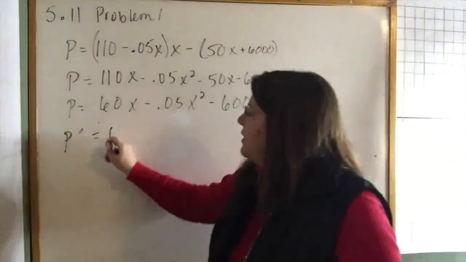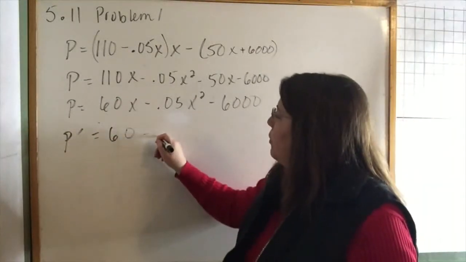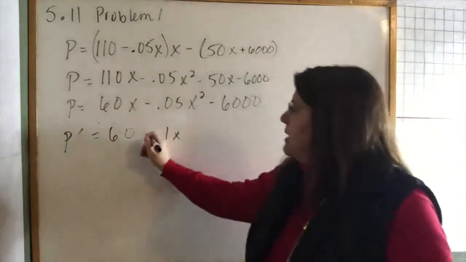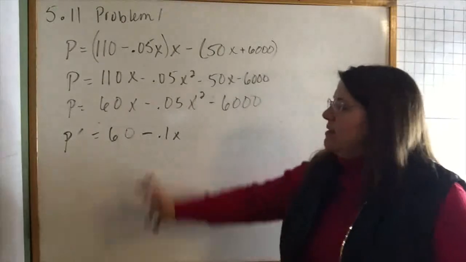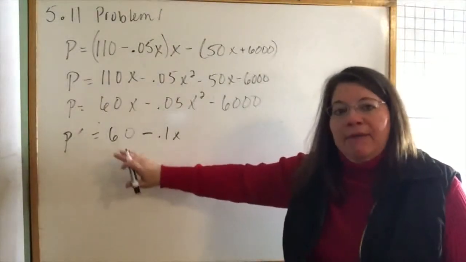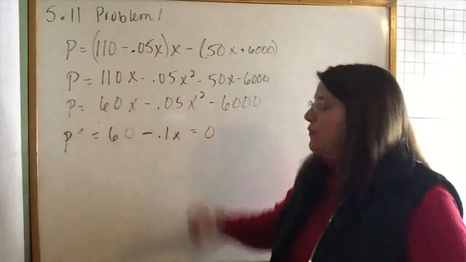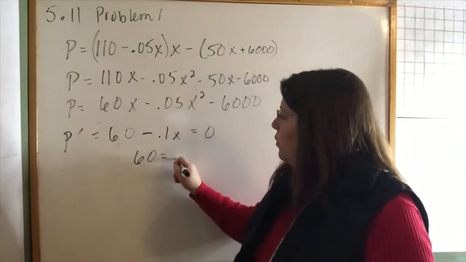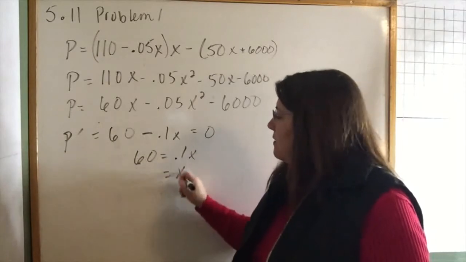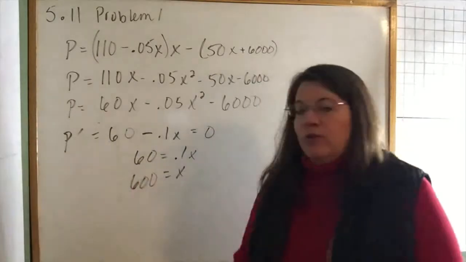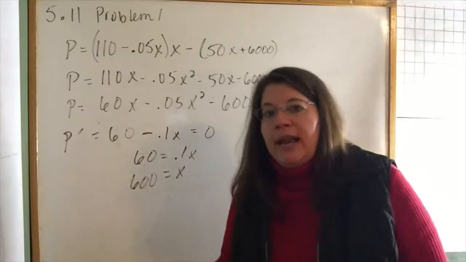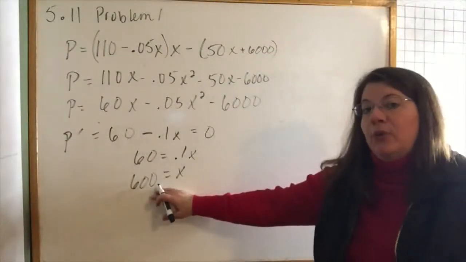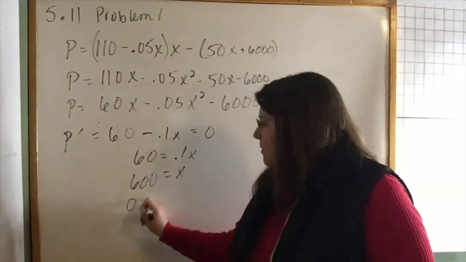When I do that, I have 60 minus 0.1x minus 0, and then once I have taken the derivative, I have to set the derivative equal to 0 to find my critical values. When I do that, I have 60 equals 0.1x, so x is equal to 600. That is the only critical value that I've generated, so that means that would be the value that will maximize my profit.